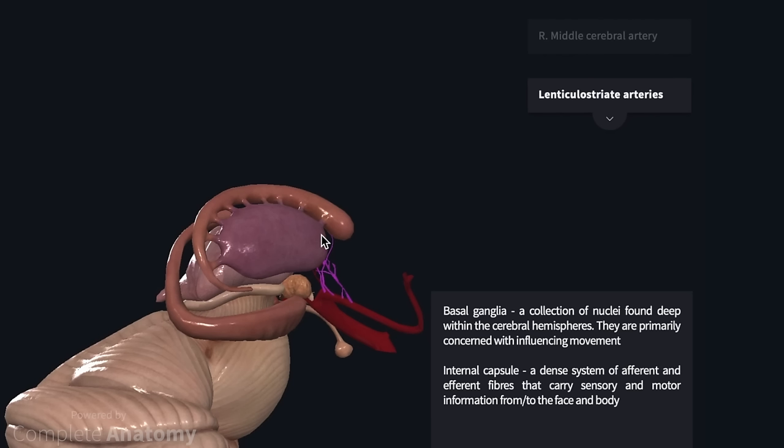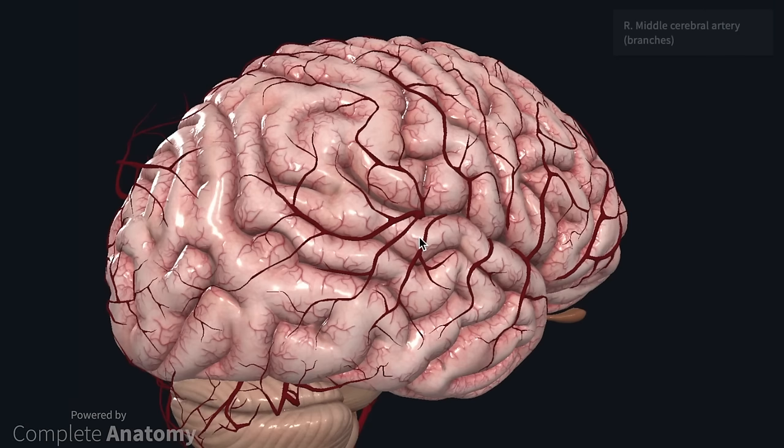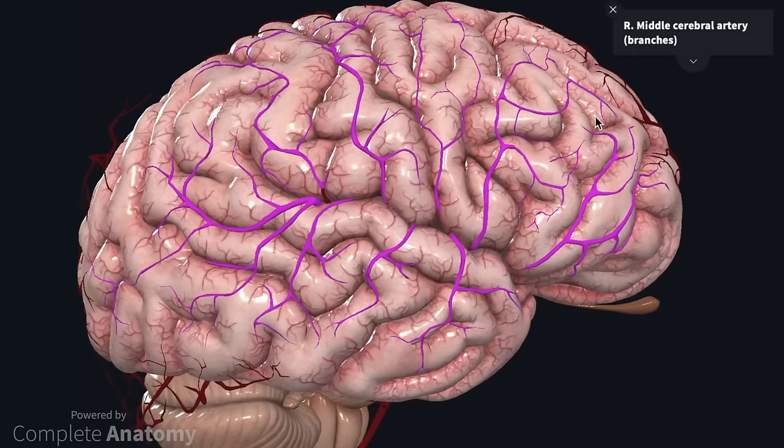It is also important to remember that branches from the anterior and posterior cerebral arteries, as well as the internal carotid artery, also supply these deep structures. When we add the cerebrum back to the model, we can see the extent of the territory of the middle cerebral artery. The middle cerebral artery reaches the lateral surface of the cortex via the lateral fissure of Sylvius here. And as you can see, the associated branches ramify over the majority of the lateral surface of the cortex.